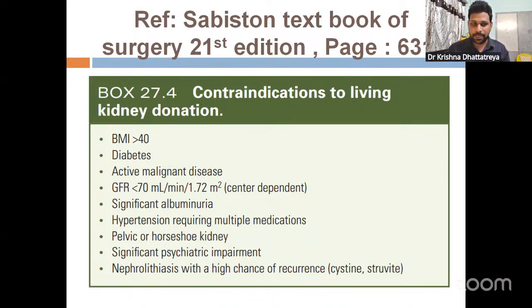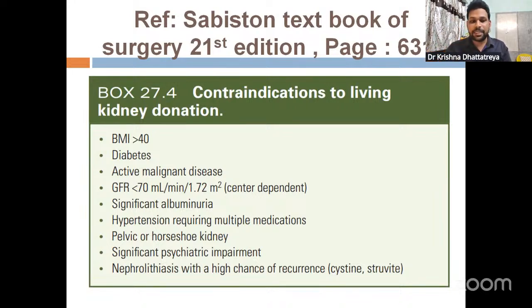If there is active malignant disease, GFR less than 70, significant albuminuria, or hypertension requiring multiple medications. Here they can ask you a question like, if the patient is a known hypertensive and is using a single drug, and he is able to control his hypertension, then that patient can donate a kidney. He is a potential donor. The next ones are horseshoe kidney and pelvic kidney. These will have a different anatomy, so you cannot know how many arteries there are. Aberrant blood supply will be there, so it is difficult in this patient. So this is a contraindication.